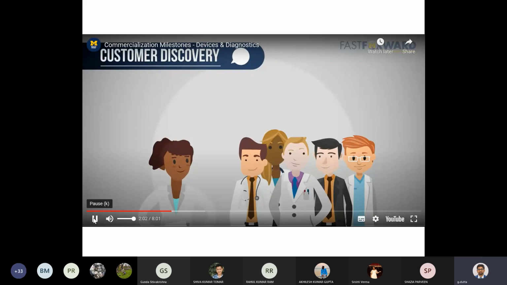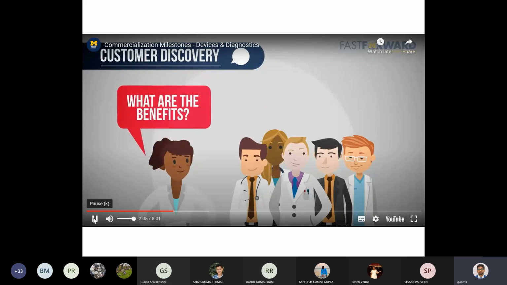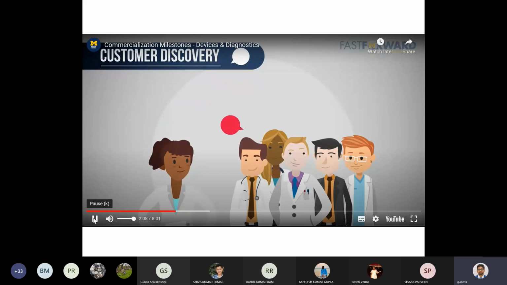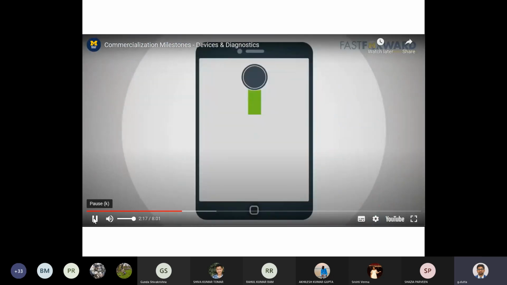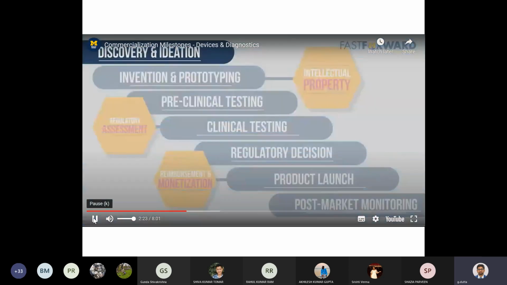Remember not to sell your idea, but to ask open-ended questions to find out if the problem that you think is a problem is actually a problem that is significant enough for your customer to change what they're currently doing. From the beginning, make sure that you are developing a diagnostic or device technology that has clinical utility and adds value. Let's assume your customer discovery process was positive and validates your hypothesis that your proposed medical device or diagnostic creates value for your stakeholders.